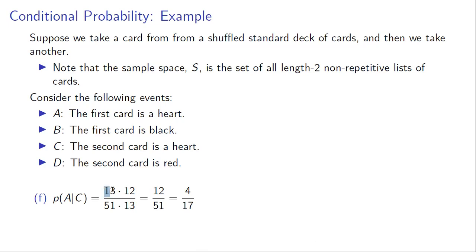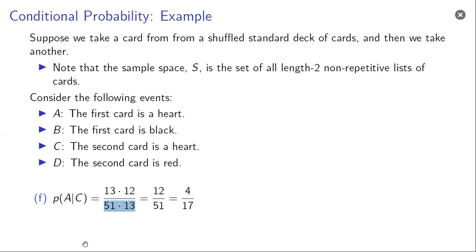So again, the top of the fraction, the numerator, is always the total number of outcomes that we are interested in, right? We are interested in those outcomes where the first card was a heart and the second card was a heart. So that's 13 times 12. The denominator is always going to be the number of total possible outcomes.